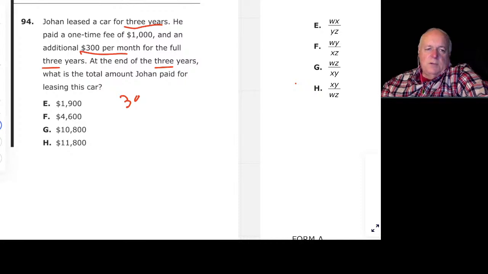we need to do 300 times 36, because 12 months a year for 3 years. So we can go through the normal gymnastics, or we can know that 36 times 3 is 90 plus 18 is 108. So we get 108.